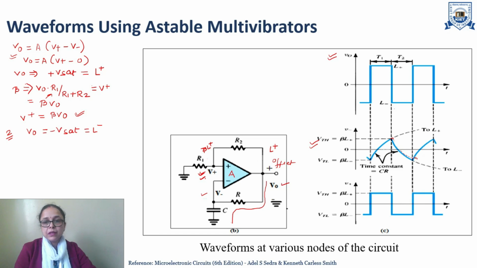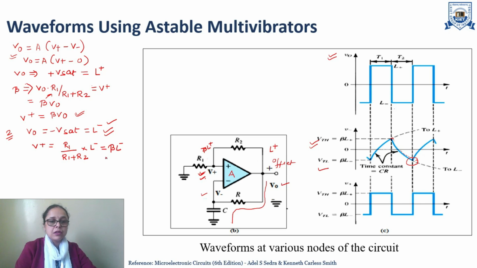Now, what will be the discharging point, meaning after which point the discharging of the capacitor will stop? That point will be this lower threshold, and it will be beta L minus. Why beta L minus? Again, if the output voltage is at L minus, the V plus voltage will be R1 divided by R1 plus R2 multiplied by L minus. It means it will be beta times L minus.